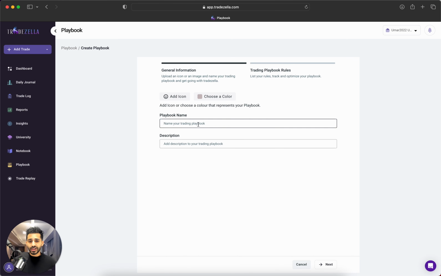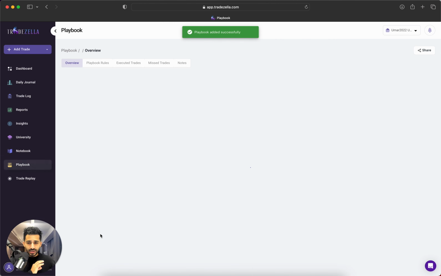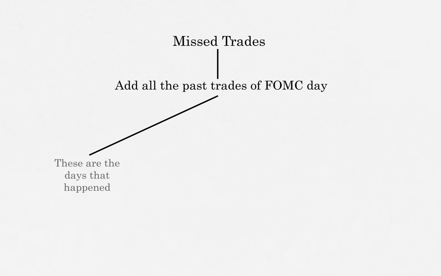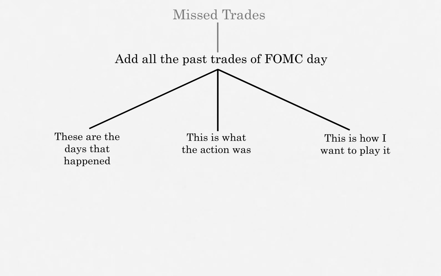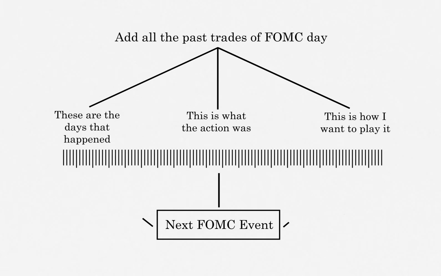So one main thing is, I'm pretty sure a lot of you guys should be familiar with the FOMC meeting, right? So day of FOMC, big event. Let's say I build a playbook around this. I can create my entry criteria, whatever. Now, in my missed trades, I can add all the past trades of FOMC day, and I can say, well, these are the days that happened. This is what the action was. This is how I want to play it. And the next time FOMC happens, the next time this event happens, I can go back in history and see all those actions and play it second by second and just get a good grasp of my trading.